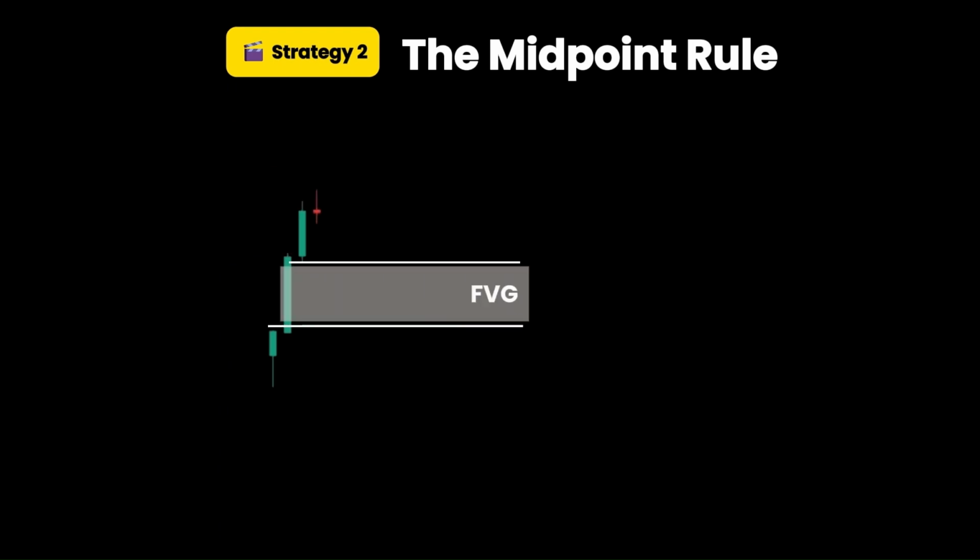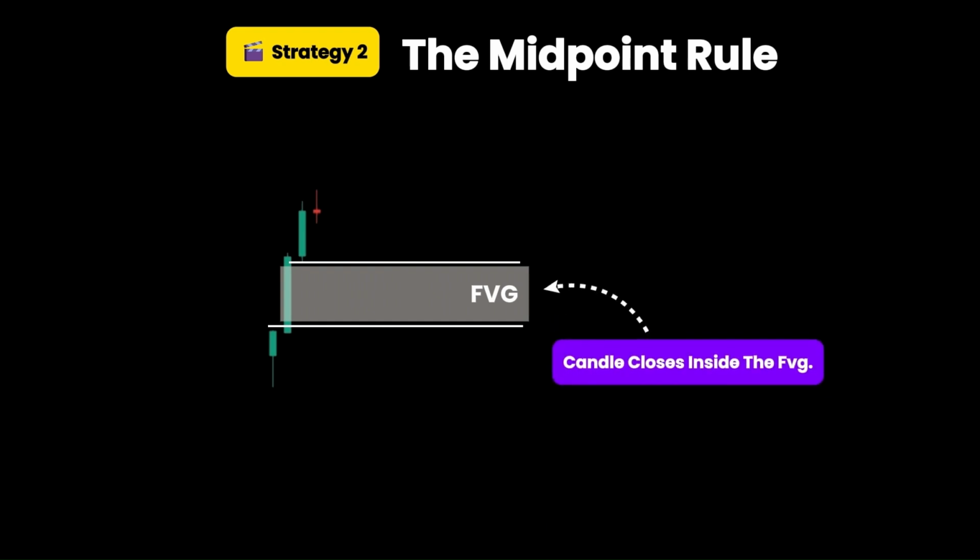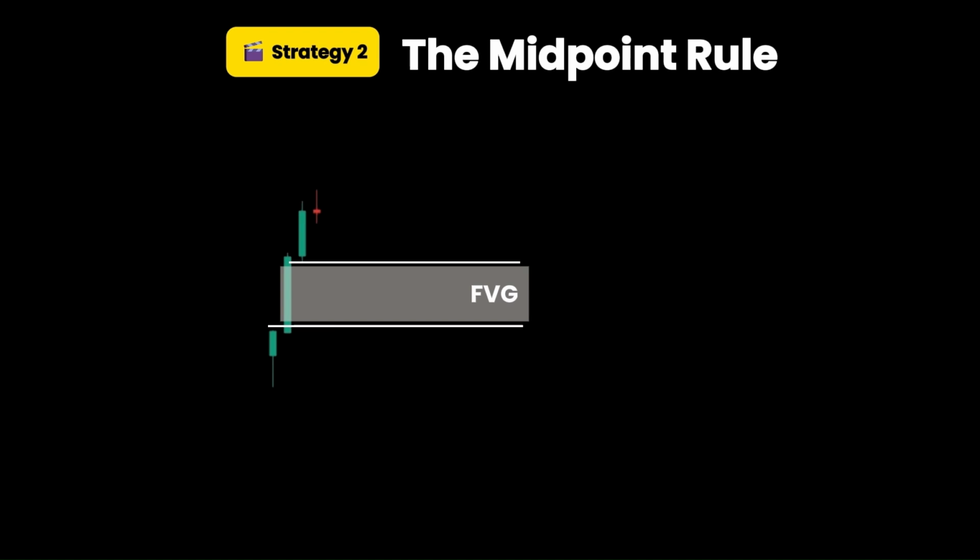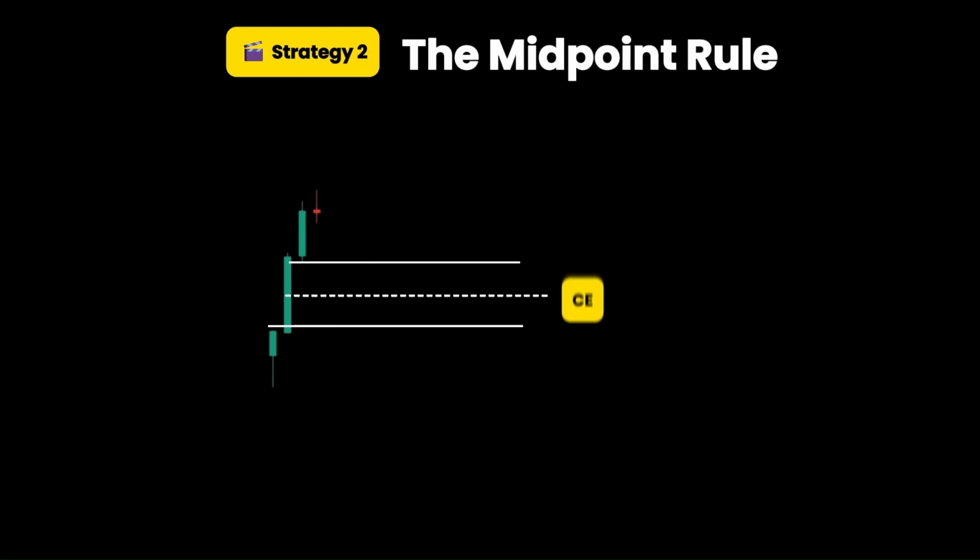Now, how price reacts to the fair value gap is actually decided by where the candle closes inside the FVG. Here's a pro tip for you. We use something called CE, consequent encroachment. Don't get caught up with the fancy term, just know it's the midpoint of the FVG. So first, mark the midpoint on your chart.